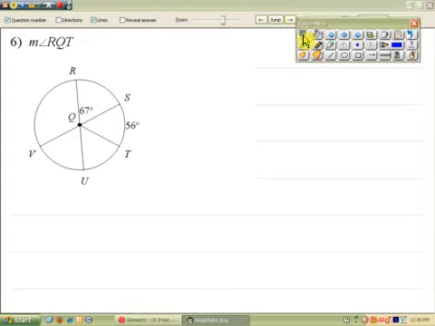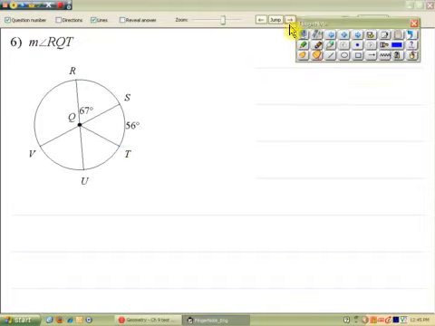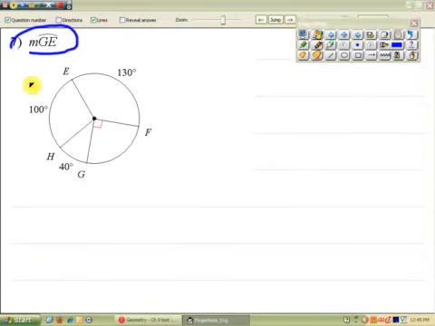For number 6, doing very similar work. This time they want an angle, RQT. Well, that's this angle here. So basically, this angle measure is 67 plus 56, because the arc that's across from the angle is the same as the angle measure. And that's 123. Number 7, this time they want the measure of GE. Well, GE is this angle measure here, which is 140, because I'm adding up the 100 and the 40. That's 100 plus 40.